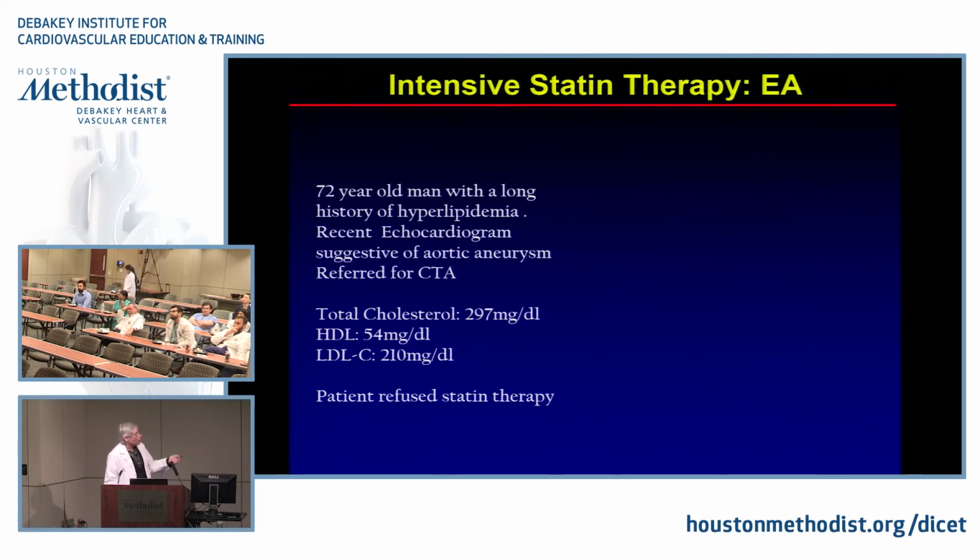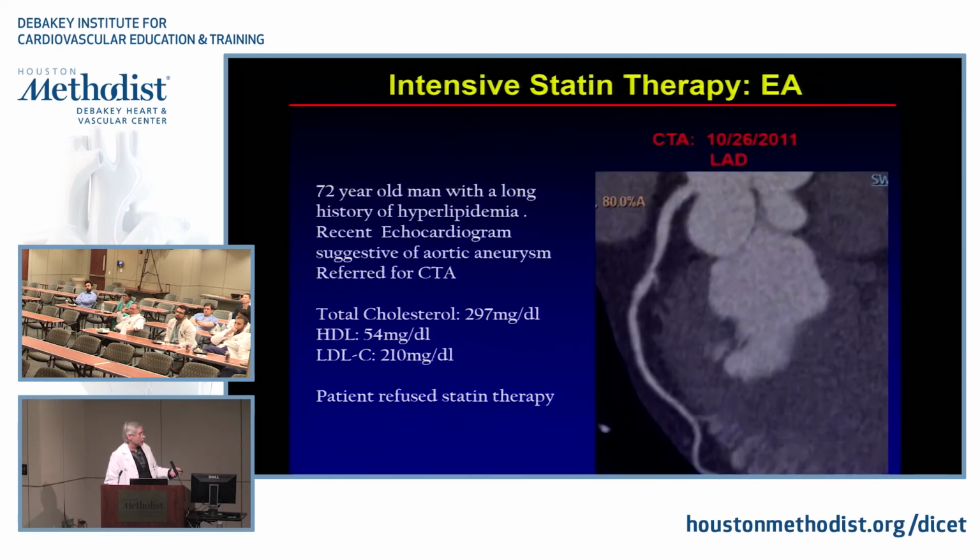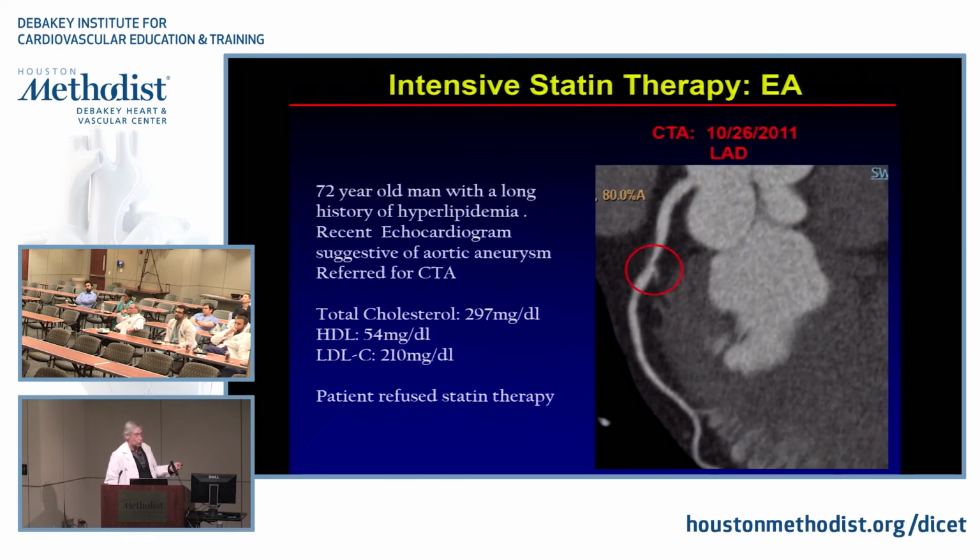This is another patient of mine. He had hyperlipidemia. This is in the past. He had an echocardiogram suggestive of an aortic aneurysm, so I sent him for a CTA. He had an LDL of 210. He had a prior calcium score that was actually 0 about 2 years earlier. I really was uncomfortable with this, but he refused statin therapy. And he had a CT, and it showed a moderate lesion in the LAD. It was non-calcified, okay? So we do see this from time to time.